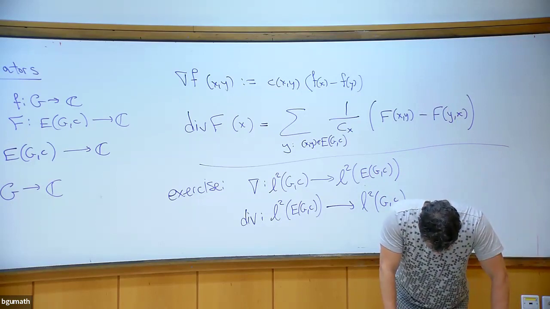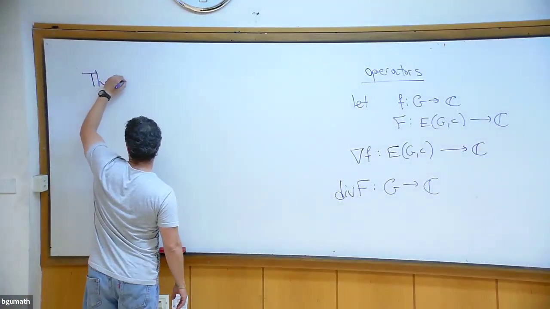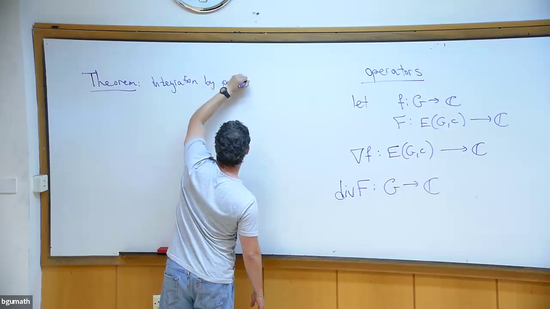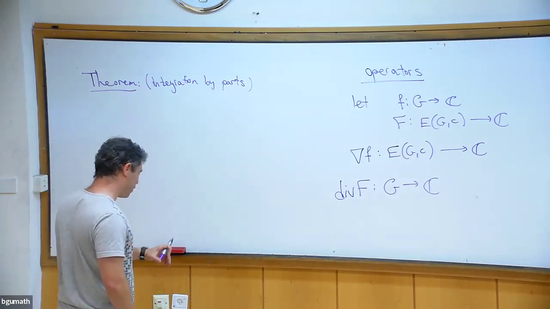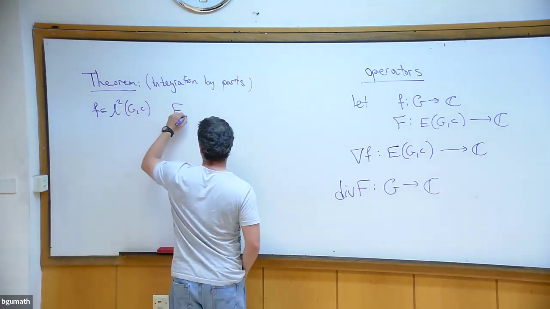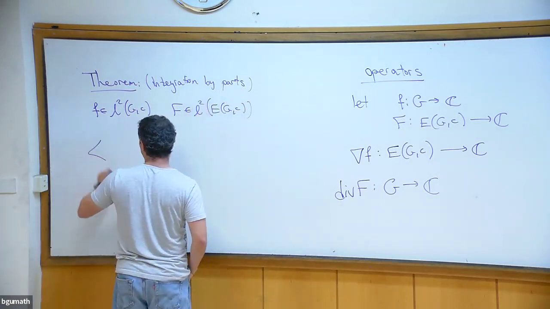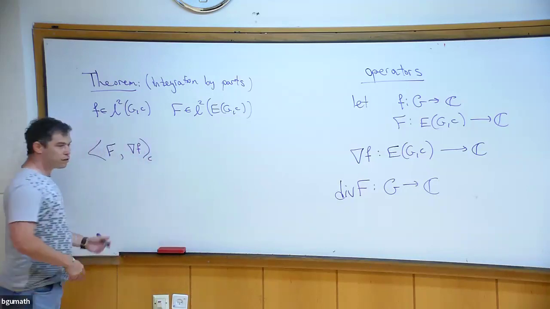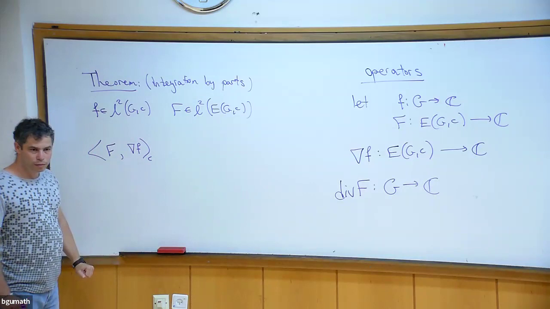Good, so let's do a theorem. This is sometimes called integration by parts. Integration by parts says that if we have little f in L2 of G, c and big F in L2 of E, G, c, then we can look at the inner product of F with nabla f. This is a well-defined thing because I took the inner product of two edge functions that sit in L2, by the exercise. So this is a well-defined complex number.